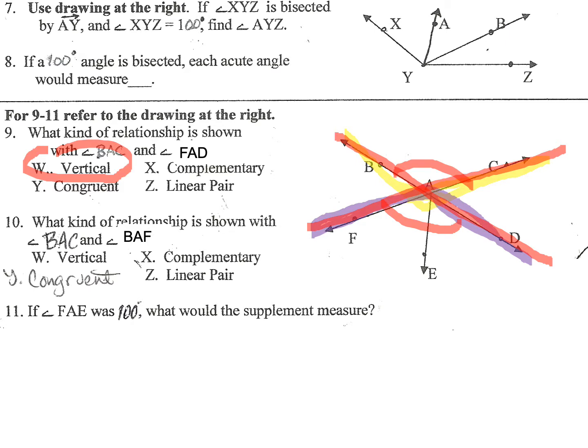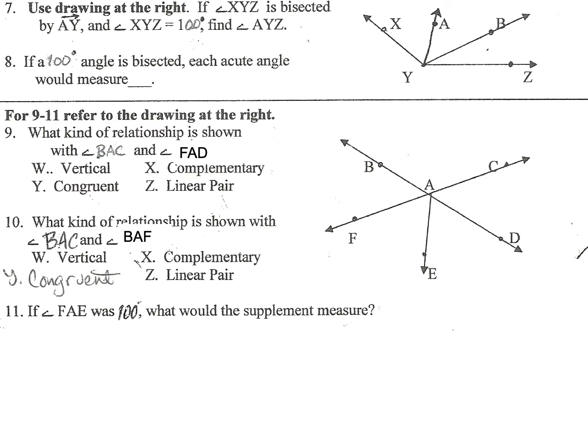Anytime you see that big X, those are going to be vertical. A perfect straight line crossing another perfect straight line, that angle and that angle. We're not even looking at E. E doesn't matter. Okay? We didn't mention E. Vertical angles. All right, and then what kind of relationship do you have with BAC?